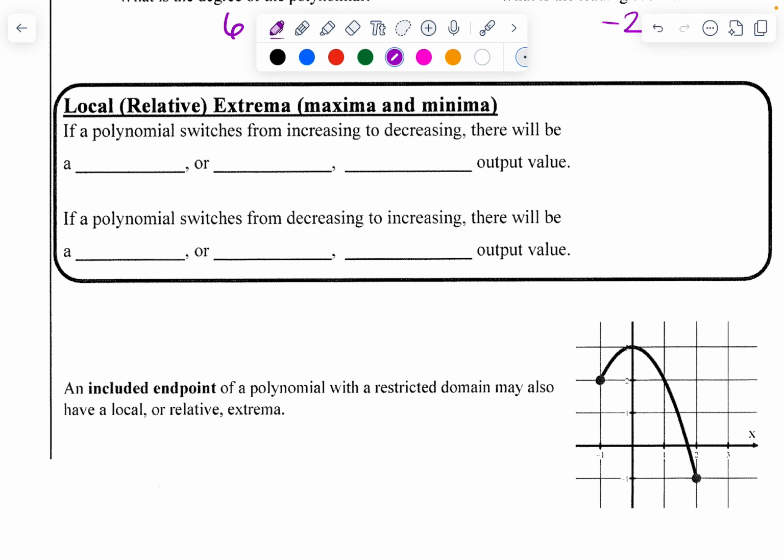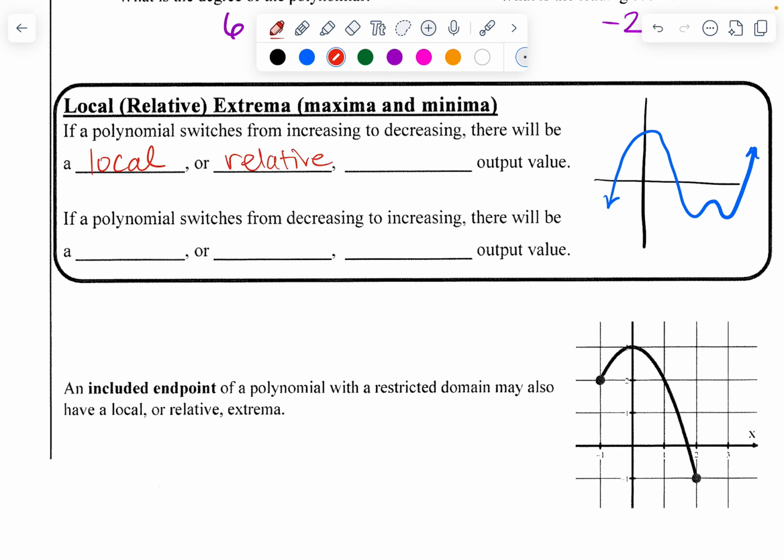Okay, so now let's talk about what a local or relative extrema, maxima, or minima is. So let's say, for example, we had some kind of curvy function here, something like this, okay? So here's what a local or relative extrema is. A local or relative maximum happens when we go from increasing to decreasing. So if I look here, I see that we're going from increasing here to decreasing here.